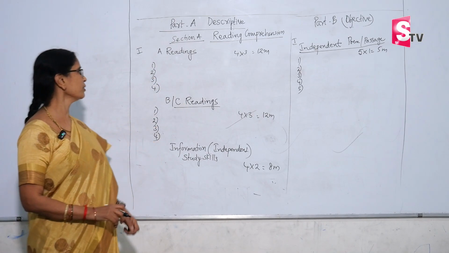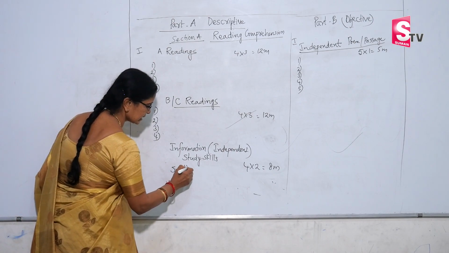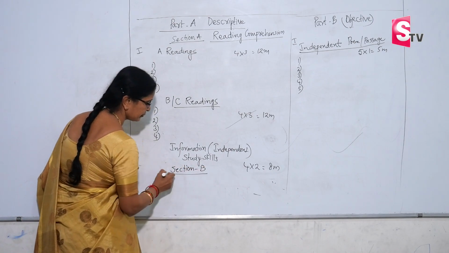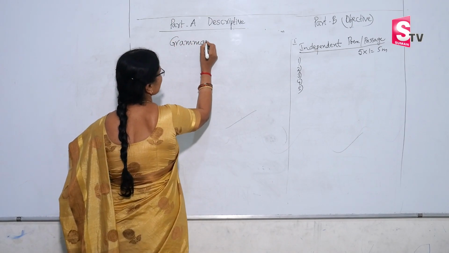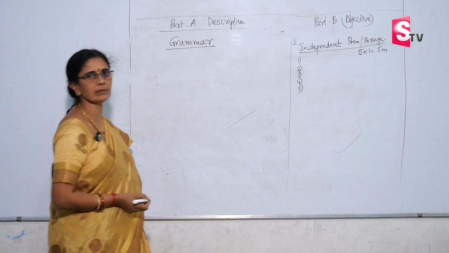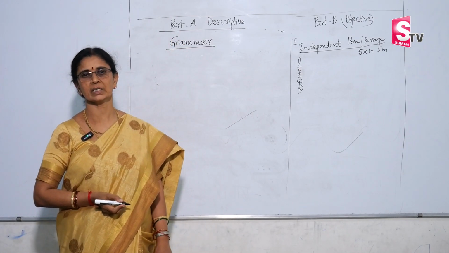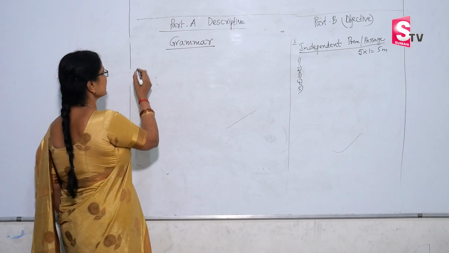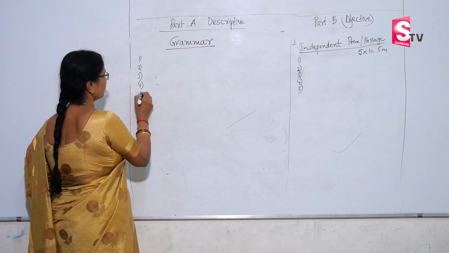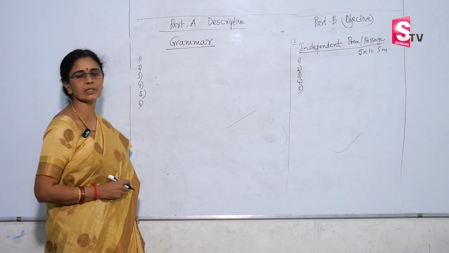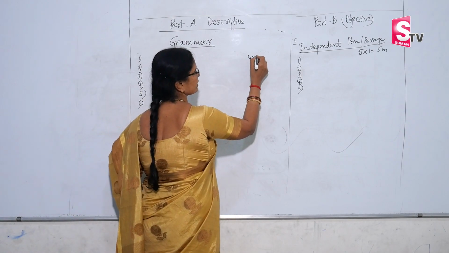That is section A. Now coming to section B, grammar and vocabulary. Under grammar, part A descriptive, you have transformation of sentences. 6 sentences they give, and you need to attempt only 4. Out of 6, you need to attempt only 4, and each carries 2 marks, 4 twos are 8.